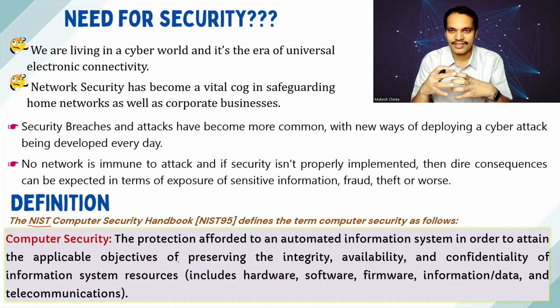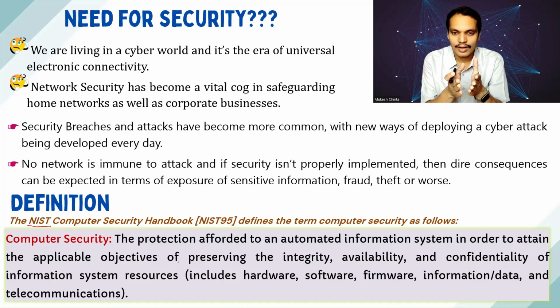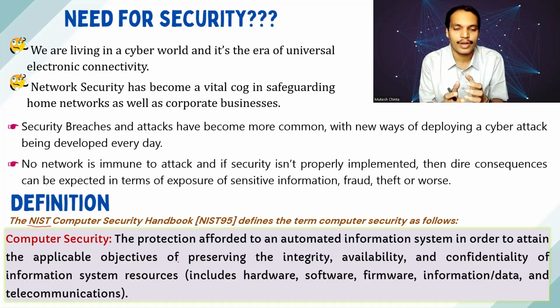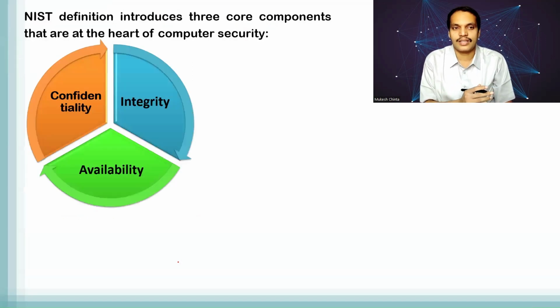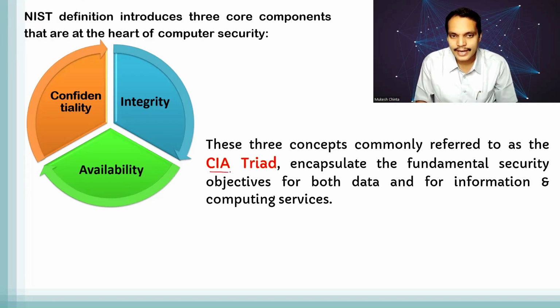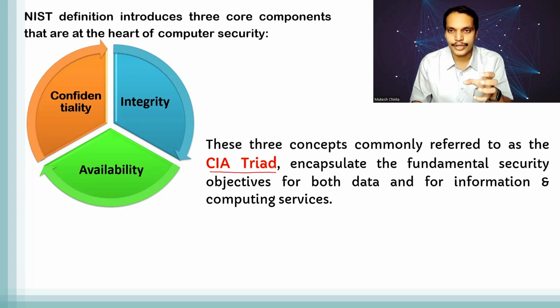To understand this in a better way, let us pick apart these three objectives and try to understand what they are and why they are so important for your security. I'm slightly changing the order. We call them the CIA Triad. The NIST definition introduces the three core components that are at the heart of computer security. You can see the first one is confidentiality, the second one is integrity, and the third one is availability. These three put together, we call the CIA Triad. These are the core objectives of security.